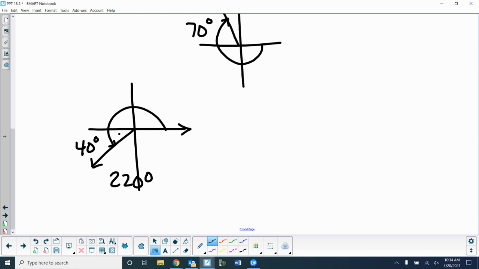21, sine is negative 4/5. So cosecant is negative 5/4. Cosine is negative 3/5. So secant is negative 5/3. Tangent is 4/3. Cotangent is 3/4. And the last one, 23. Sine is 6 times the square root of 37 over 37. So the cosecant is the square root of 37 over 6. Cosine is the square root of 37 over 37. So the secant is the square root of 37.